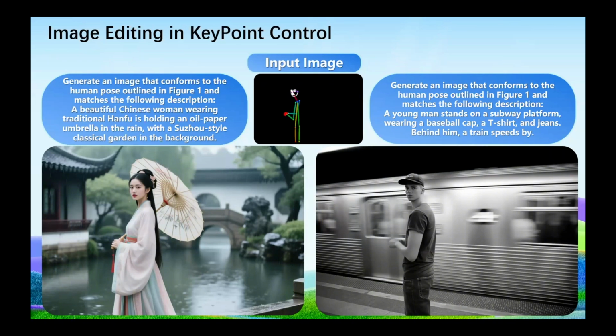Given a single skeleton, just like key points, you can generate photorealistic people: a woman in Hanfu holding an umbrella in a Suzhou garden, or a man on a subway platform with a train rushing by. It doesn't just copy poses, it understands how bodies occupy space, how clothing drapes and moves, and how the environment responds to human presence. This is a simulation grounded in physics, culture, and scene dynamics. So I say visual generation models are super embodied simulators.